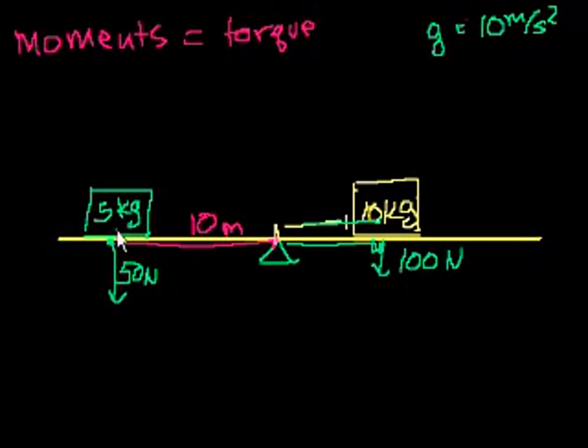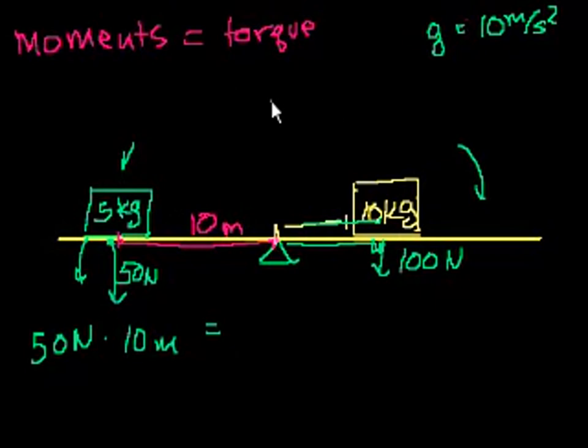So this is acting clockwise, right? This one's acting clockwise, and this one's acting counterclockwise, so they are offsetting each other. We could do it a couple of ways. We could say that the moment in the counterclockwise direction, 50 newtons times 10 meters, in order for this thing to not rotate, has to be equal to the moment in the clockwise direction. And the moment in the clockwise direction is equal to 100 newtons times some distance, let's call that d, 100 newtons times d.